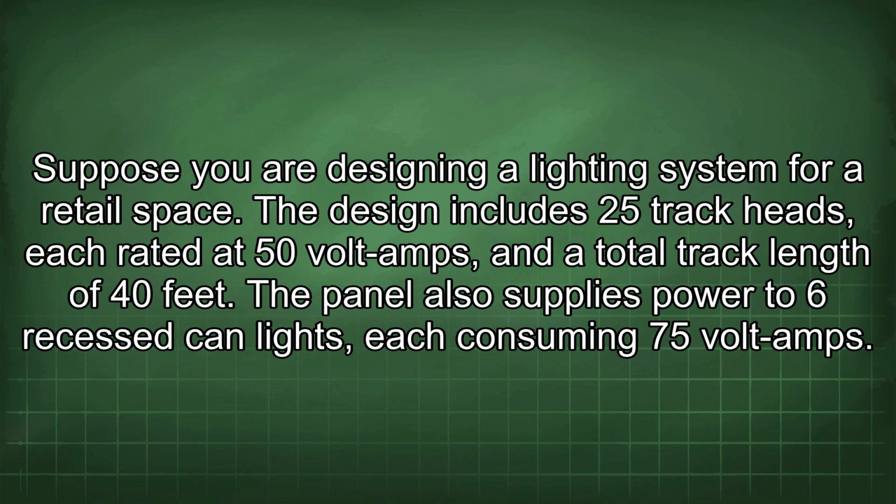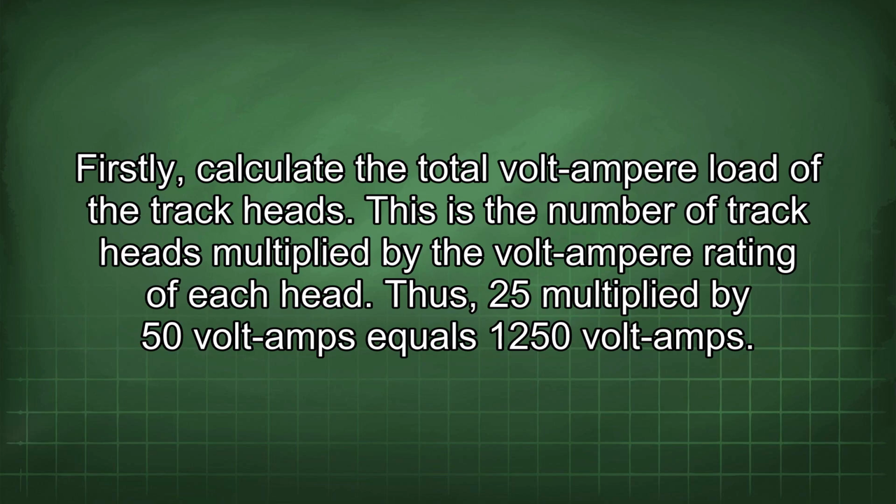The design includes 25 track heads, each rated at 50 volt amps, and a total track length of 40 feet. The panel also supplies power to 6 recessed can lights, each consuming 75 volt amps. Firstly, calculate the total volt ampere load of the track heads.